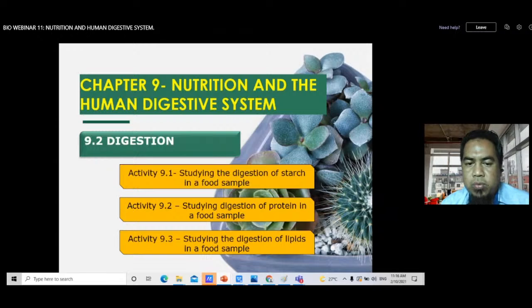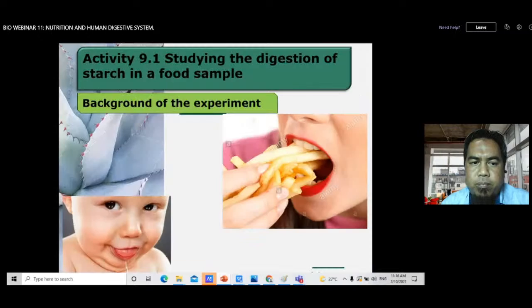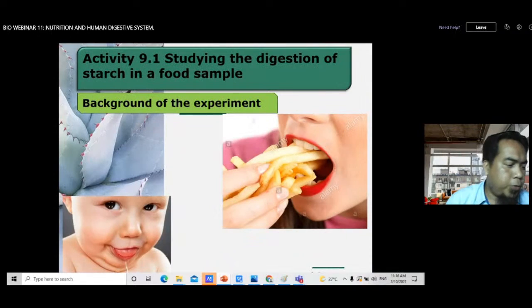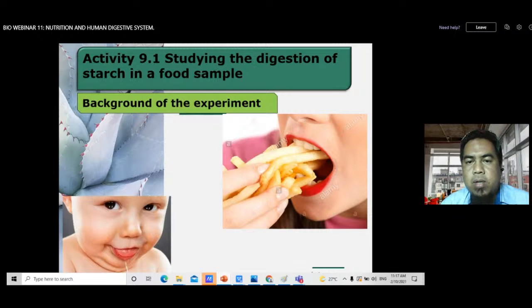Okay, so I want all of you to focus in my session, my lesson today. So let's start with the first experiment. Activity 9.1. If you have textbook, you can open page 147. Today I'm not going to teach you the technique of answering questions from paper 3, because the previous teacher already taught you the technique of how to answer a question paper 3, right?